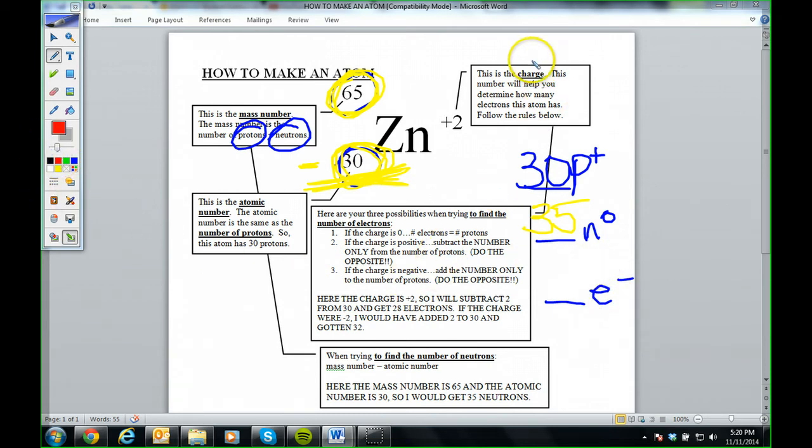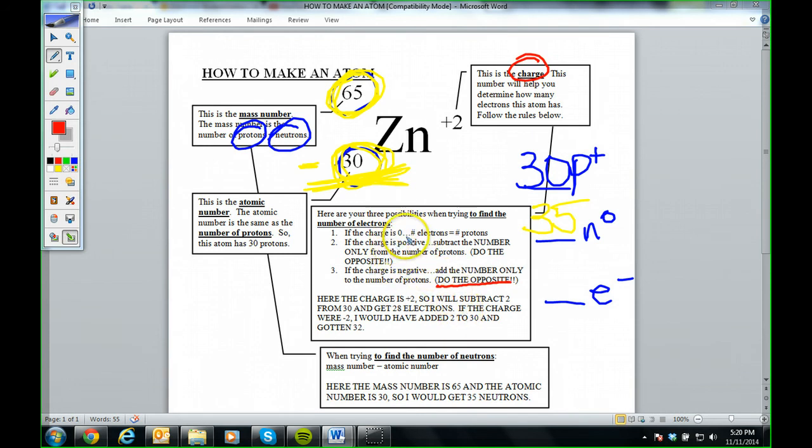Now we look at the charge. This number is the charge. This number helps you determine electrons by following these rules. But this entire huge box, let's reword it just simply. All you have to do is what I call, do the opposite. If you have a positive charge, subtract. If you have a negative charge, add. But only the number. If they're the same, if you don't have a charge, then electrons equal protons.